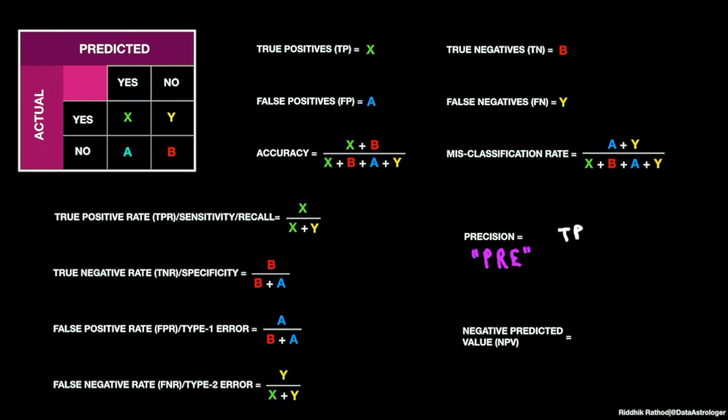Therefore, precision is x divided by x plus a, or true positives upon the true positives plus false positives. The precision for simplicity is also known as the positive predicted value. We similarly have a metric called the NPV, or the negative predicted value, which is b upon b plus y, or true negatives upon true negatives plus false negatives.